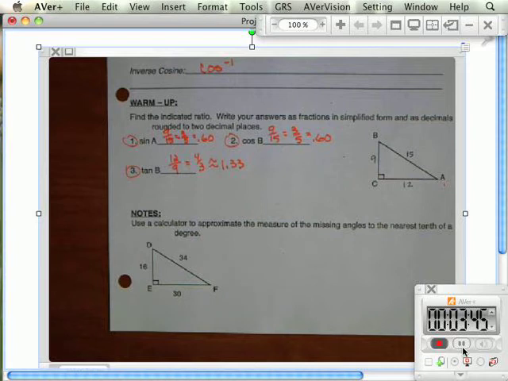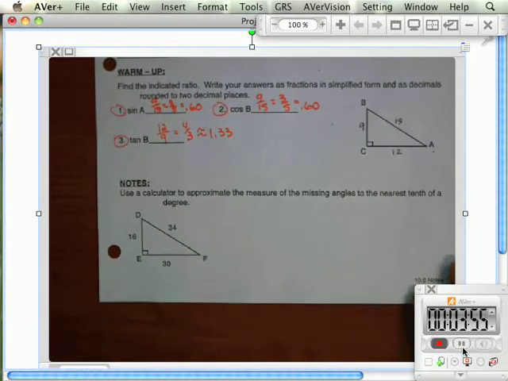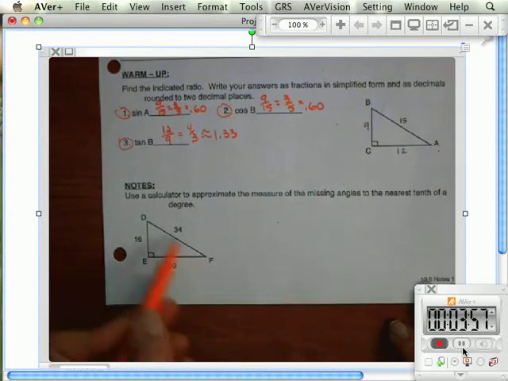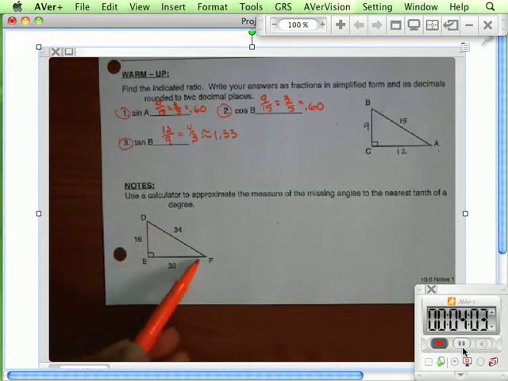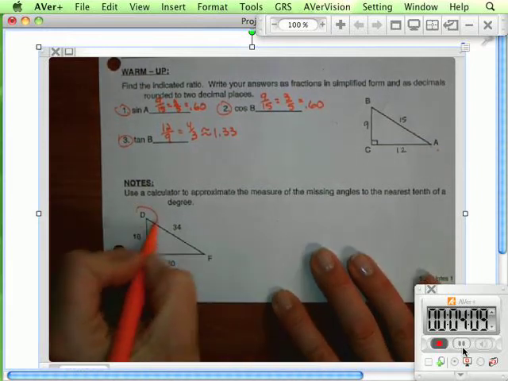If that didn't go well, then please talk to me, because you have to know how to do that in order to do the rest of this. So let's keep going with the inverse, and let's see how that helps us. In this triangle, we have the 3 side lengths. We know this is 90 degrees. We don't know what these two are, but we can find them by these trig ratios. I'm going to start with angle D.